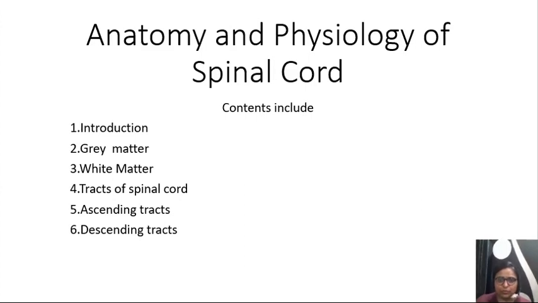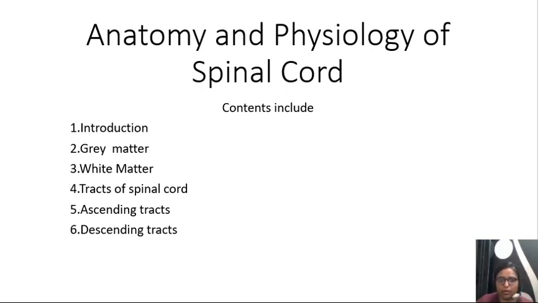Hello friends, so today we will start studying the anatomy and physiology of the spinal cord. Our contents would be the introduction, gray matter, white matter, and tracts of the spinal cord, which include the ascending tracts and descending tracts. So let's clear all the terms one by one.